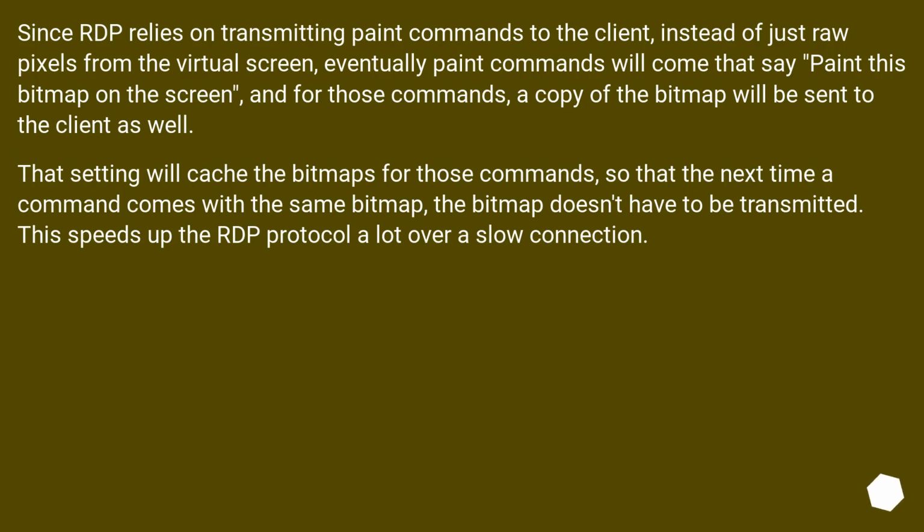Since RDP relies on transmitting paint commands to the client, instead of just raw pixels from the virtual screen, eventually paint commands will come that say paint this bitmap on the screen, and for those commands, a copy of the bitmap will be sent to the client as well. That setting will cache the bitmaps for those commands, so that the next time a command comes with the same bitmap, the bitmap doesn't have to be transmitted. This speeds up the RDP protocol a lot over a slow connection.